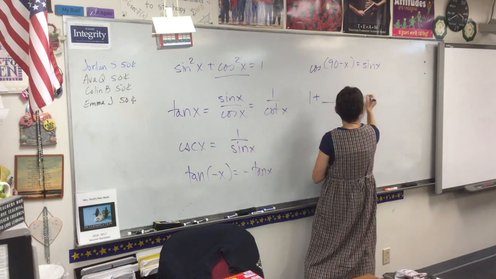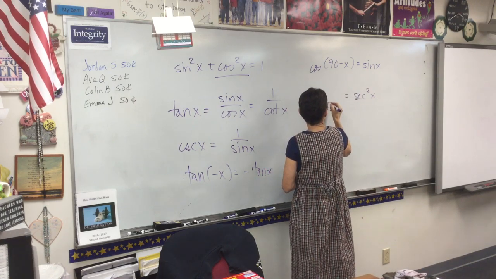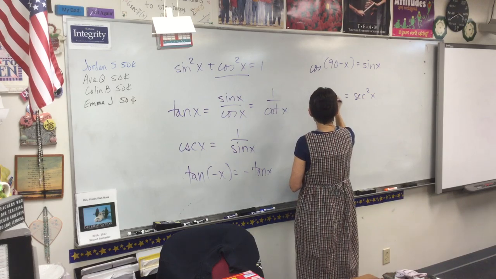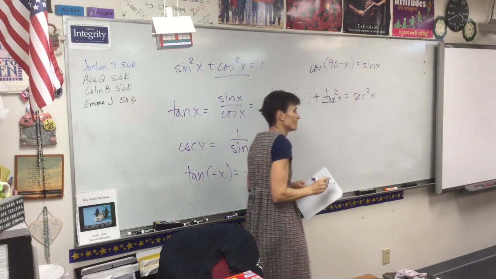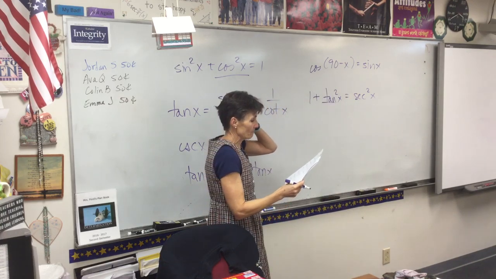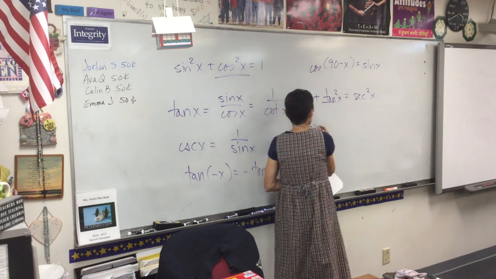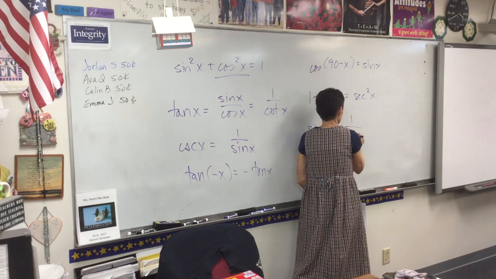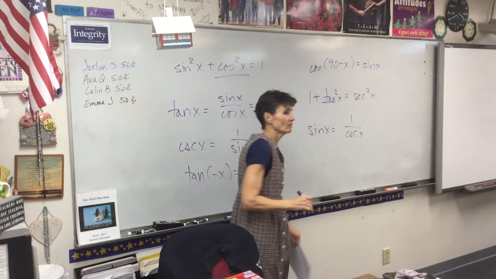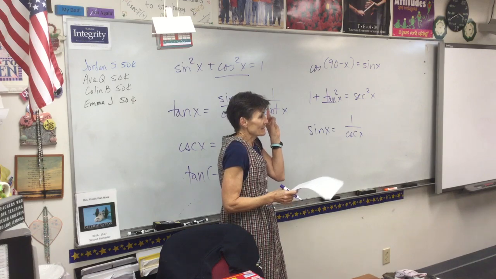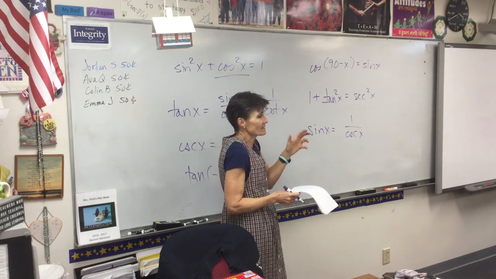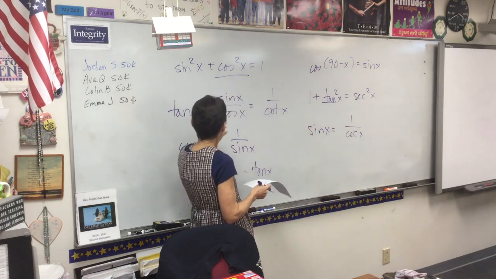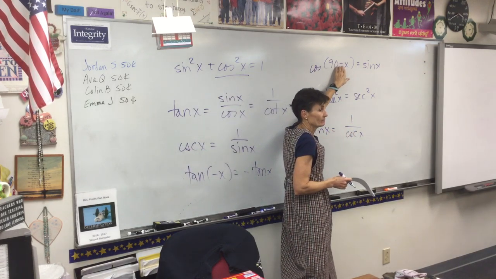One plus what is secant squared? Sine. Cosine. Tangent squared. One plus tangent squared is secant squared. Sine equals... Now this is a reciprocal. It's 1 over cosecant. Sine is the reciprocal of the cosecant. We sometimes get our co-functions mixed up with our reciprocals. Reciprocals are 1 over. Co-functions have the 90 in them.